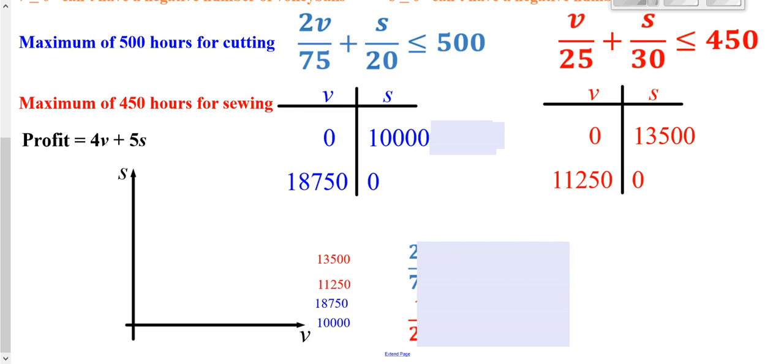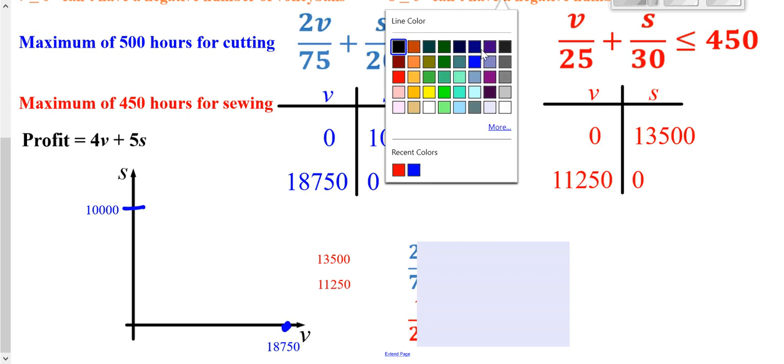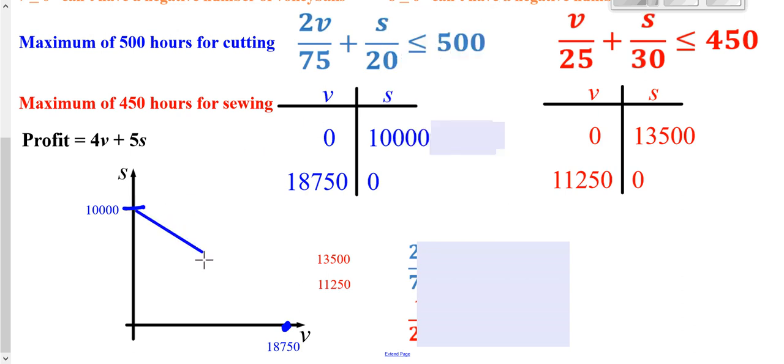So for our blue, notice I have v being first, s being second. So v is going to be on my x-axis, s is going to be on my y-axis. I go over 0, up 10,000. And then here on this one, I go right 18,750 and up 0. So all I'm going to do is plot those points, and I'm going to mark them on my axes and draw in my line. And I'm going to make it blue. We're dealing with less than. So that means we'll be shading down here in this triangle.